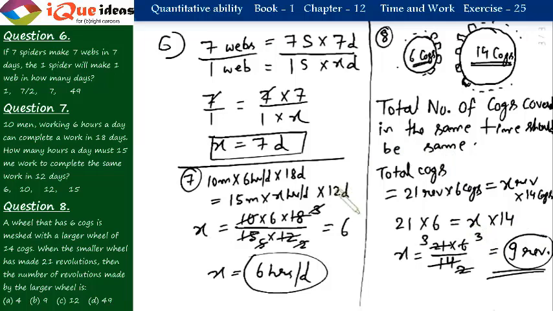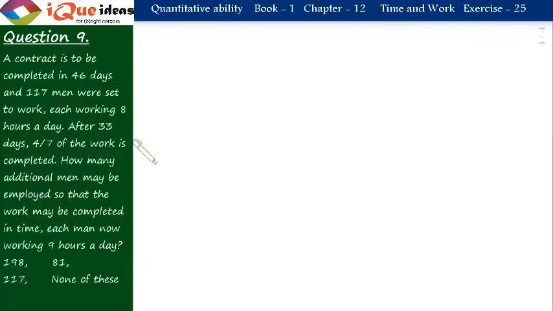But the important thing in this question was the total number of cogs covered by one should be equal to the total number of cogs covered by the second one. The condition is time should be same. Alright, here time is not mentioned, so we'll assume by default that the time is same. Okay. Alright, now let's take up question number 9.